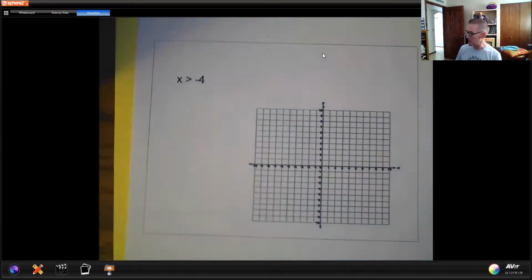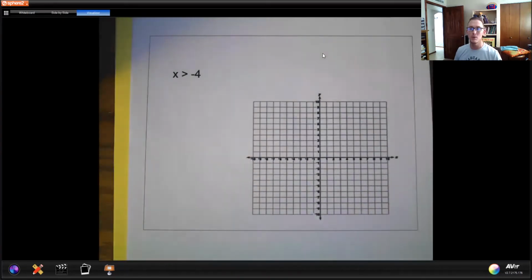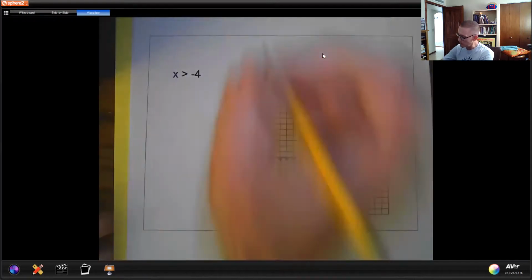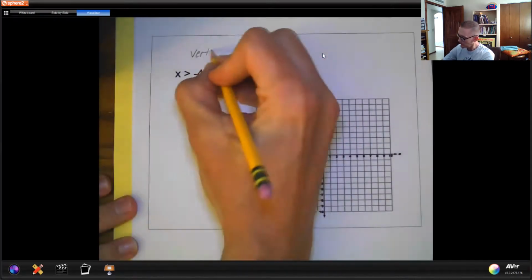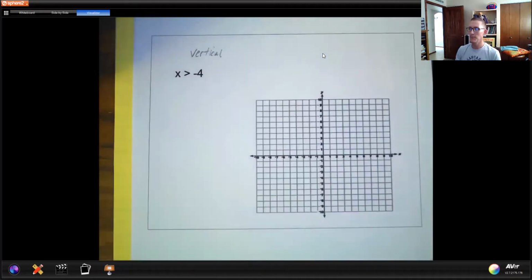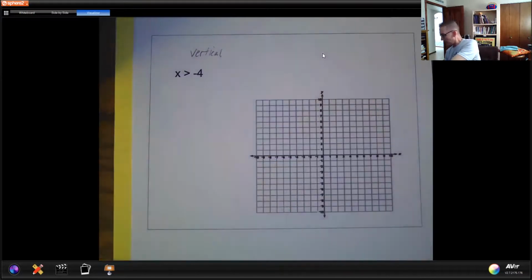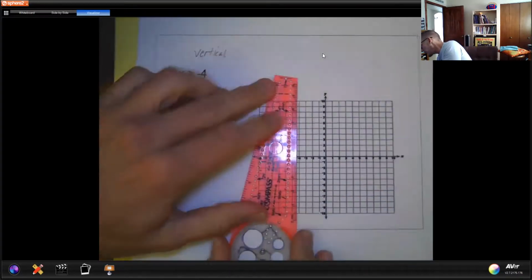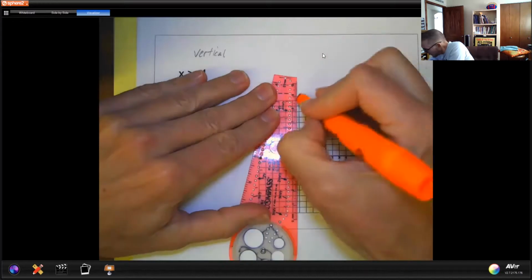Well, let's go ahead and throw one more at you that's going to be a little bit trickier, only because you've got to remember the shortcut. x is greater than negative 4. What kind of line does x equals make? And you should have memorized this from second quarter. x equals is going to make a vertical line. So that vertical line is going to be at negative 4, and it's going to be a dotted line. So I'm going to make a dotted line right here at negative 4.